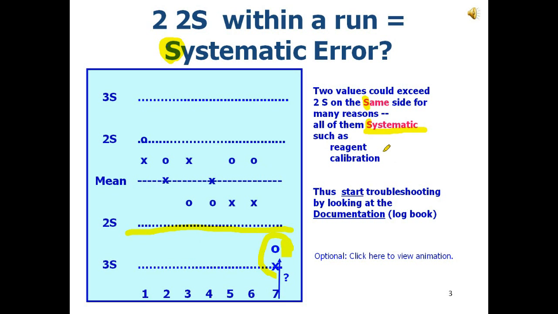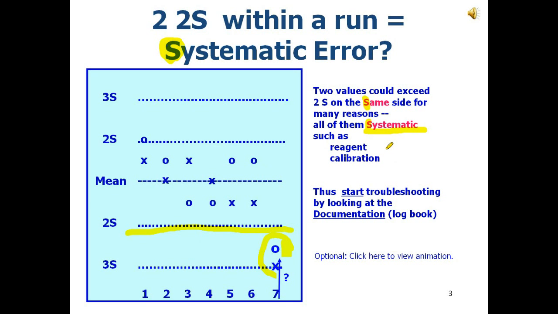So I think that the next best place to go would either be to the log that told us that you did recalibrate, let's say, or look in the documentation to see if you wrote something down that maybe you changed part of the instrument. There are other things that we can do, and we'll do that on another day. I'm kind of worried about time today. But the 2.2S gives you some clues as to where to start looking.